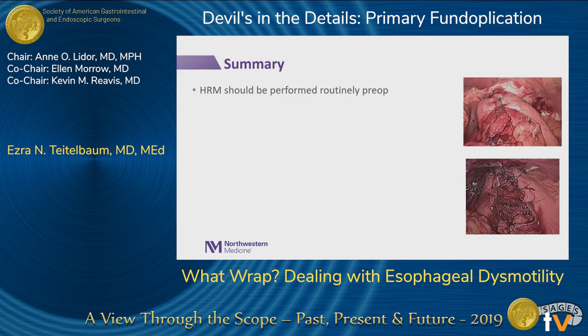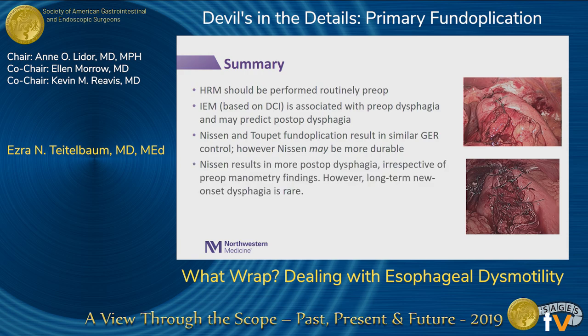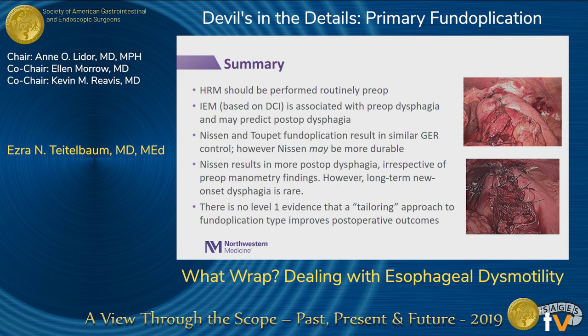So in summary, I think I would advocate that high-resolution manometry should be performed routinely preoperatively. IEM is associated with pre-op dysphagia, and I think it may predict post-op dysphagia, but more work needs to be done about that. Nissen and toupee fundoplication result in similar GERD control physiologically, as been demonstrated in randomized trials, but Nissen may be more durable, especially in U.S. populations. Nissen definitely results in more post-op dysphagia, irrespective of manometry findings. However, new-onset long-term dysphagia is rare, and most patients with dysphagia improve after either operation. And I would say there's no level one evidence that a tailoring approach improves outcomes.